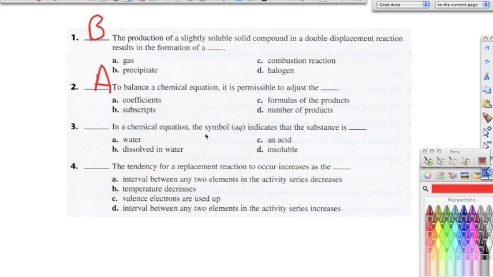Number 3, in a chemical reaction with the symbol AQ, it indicates that the substance means aqueous, it is dissolved in water. Okay, so the answer would be B.